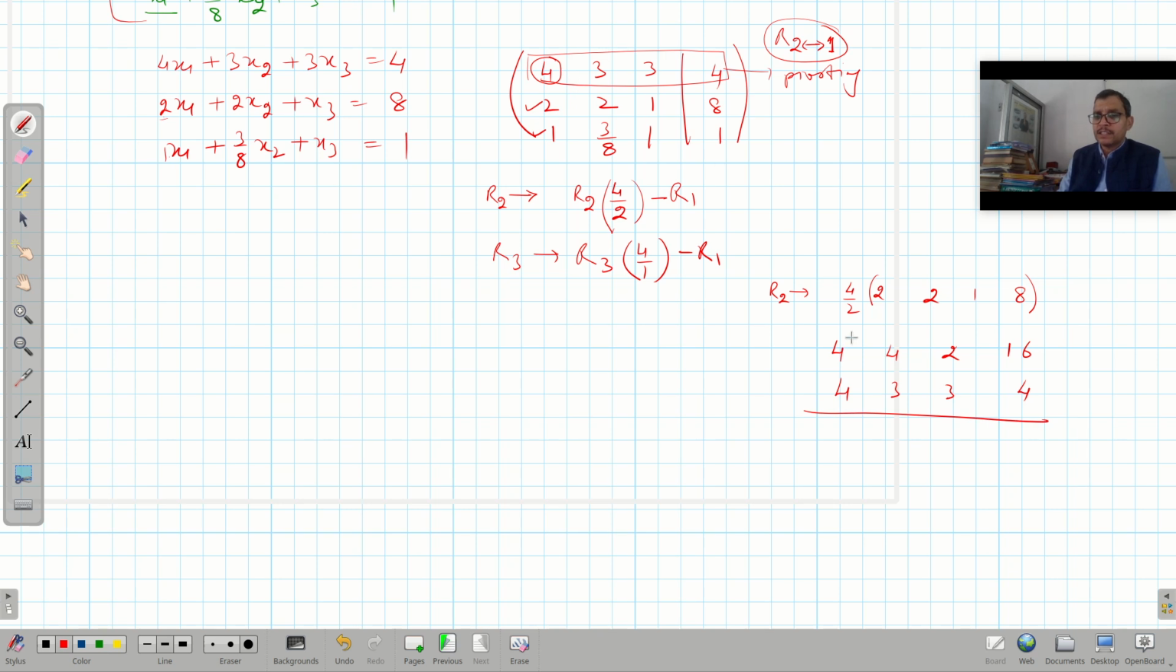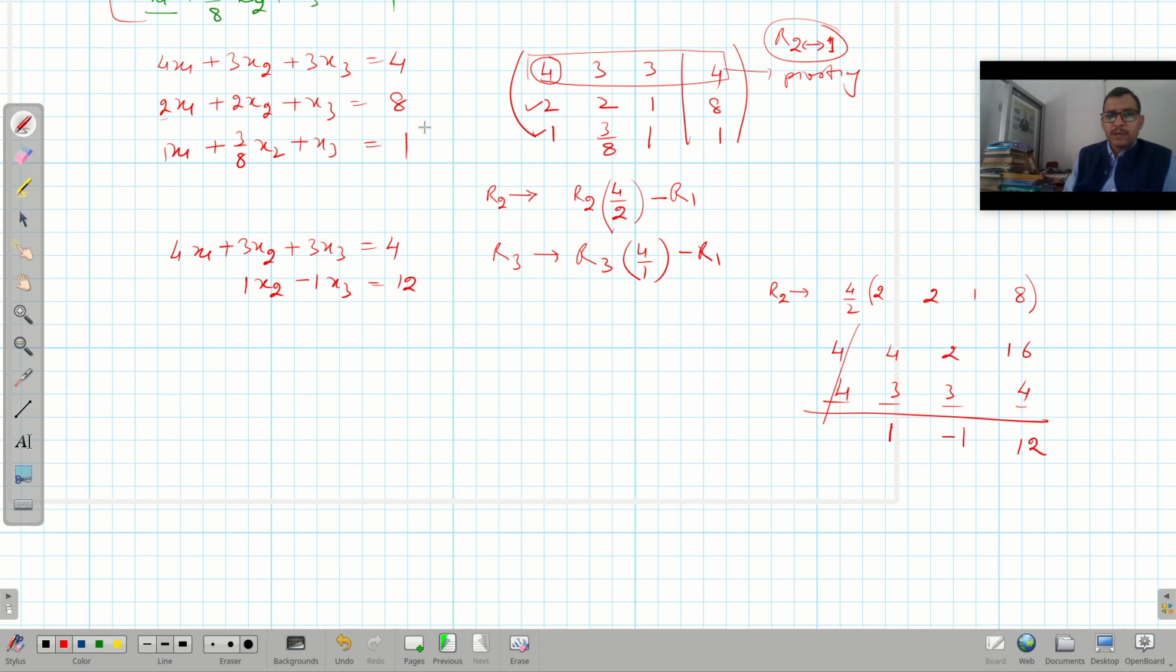So what was the result? This will cancel out with it. So it is 1, it is minus 1, and it is 12. 12 was the result. So that means using this transformation, the equations will become 4x1 plus 3x2 plus 3x3 equal to 4, and here it will be 1x2 minus 1x3 equal to 12.